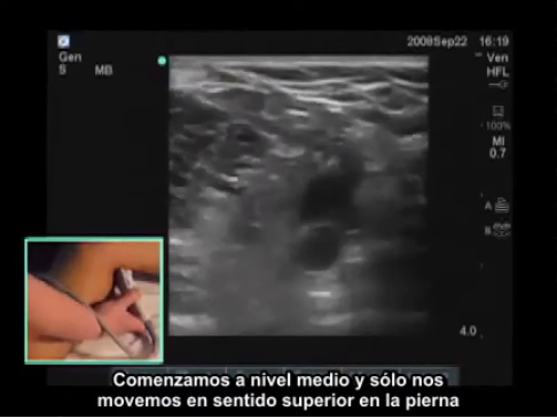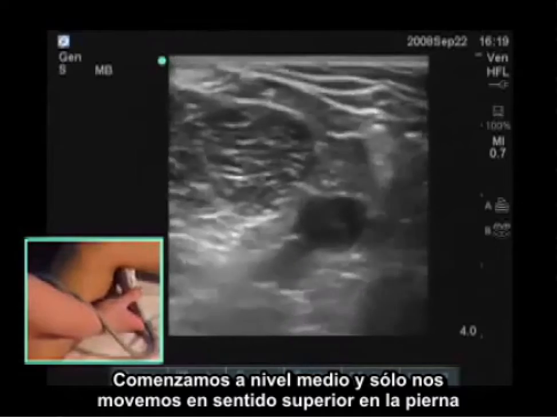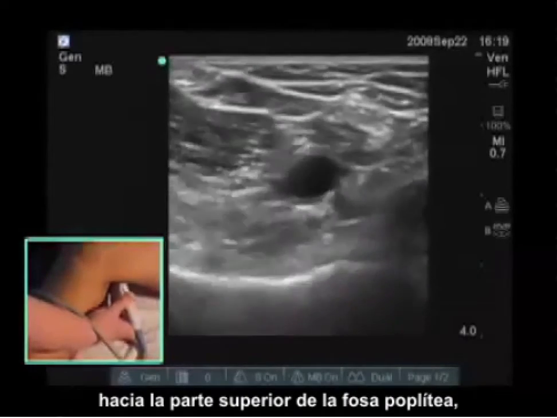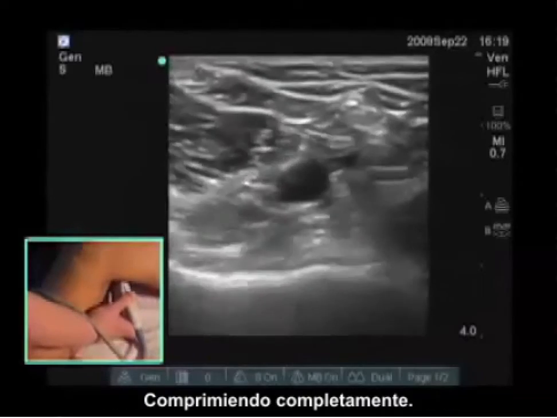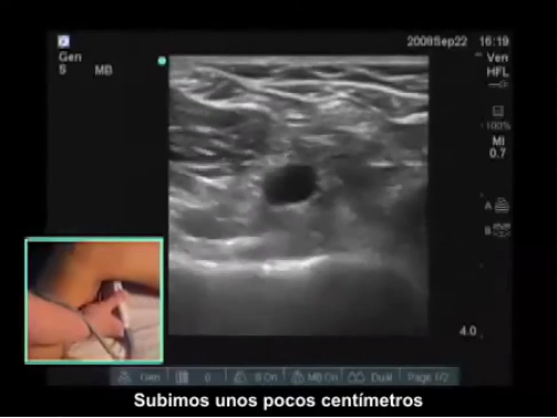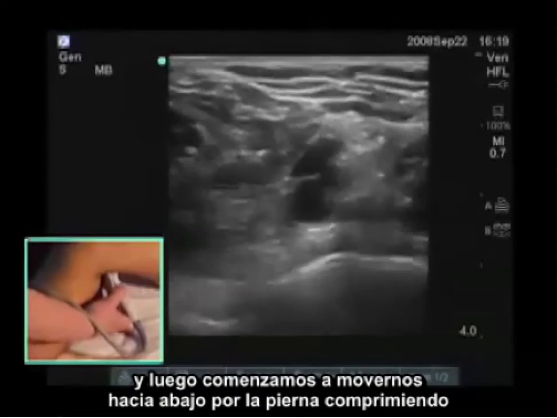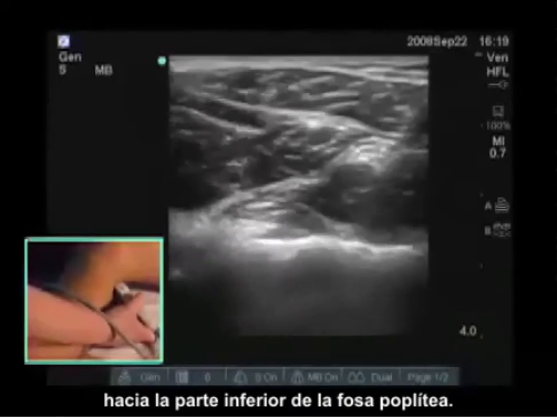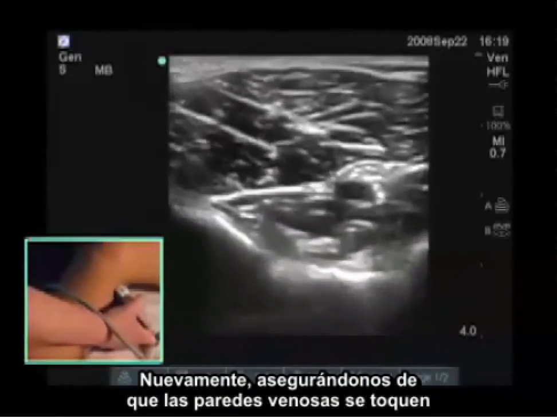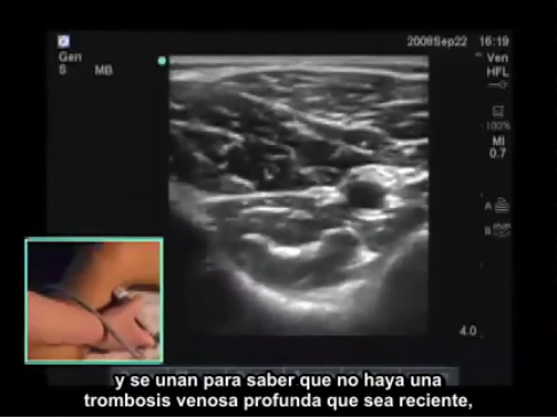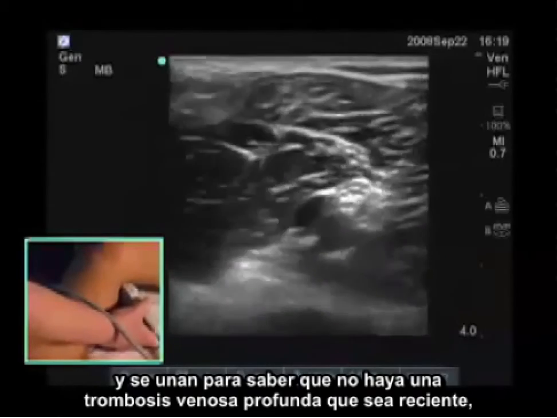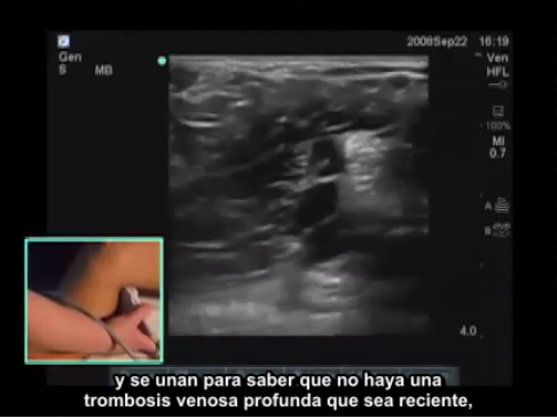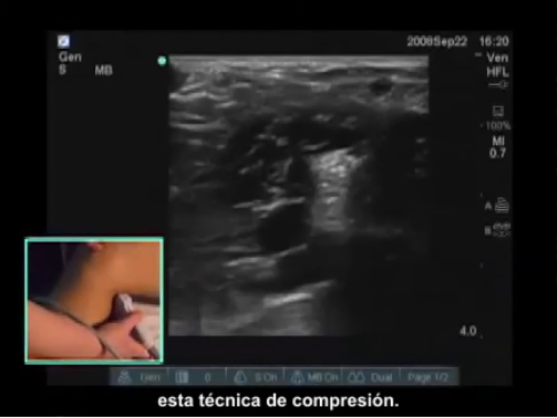So we're going to start mid-level and just work our way superiorly in the leg to the superior aspect of the popliteal fossa, compressing all the way. We go up a few centimeters, and then we start to move down the leg, compressing into the inferior aspect of the popliteal fossa. Again, making sure that those vein walls actually touch and meet each other, so we know that there's no deep vein thrombosis that's fresh, which would be hypoechoic, would be difficult to see if we did not do this compression technique.